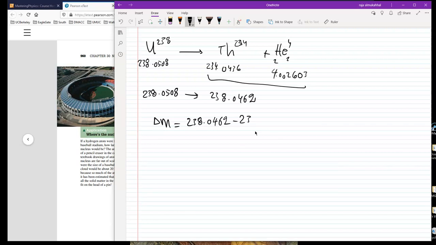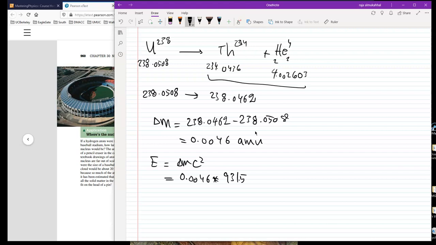0.462 minus 238.0508, and then in this case we would get 0.0046 AMU. You got it? And then of course you take that and convert it into energy, and this energy is delta mc squared, and that will give me 0.0046 times 931.5 MeV per AMU, and that will give me 4.3 mega electron volt. You got it?